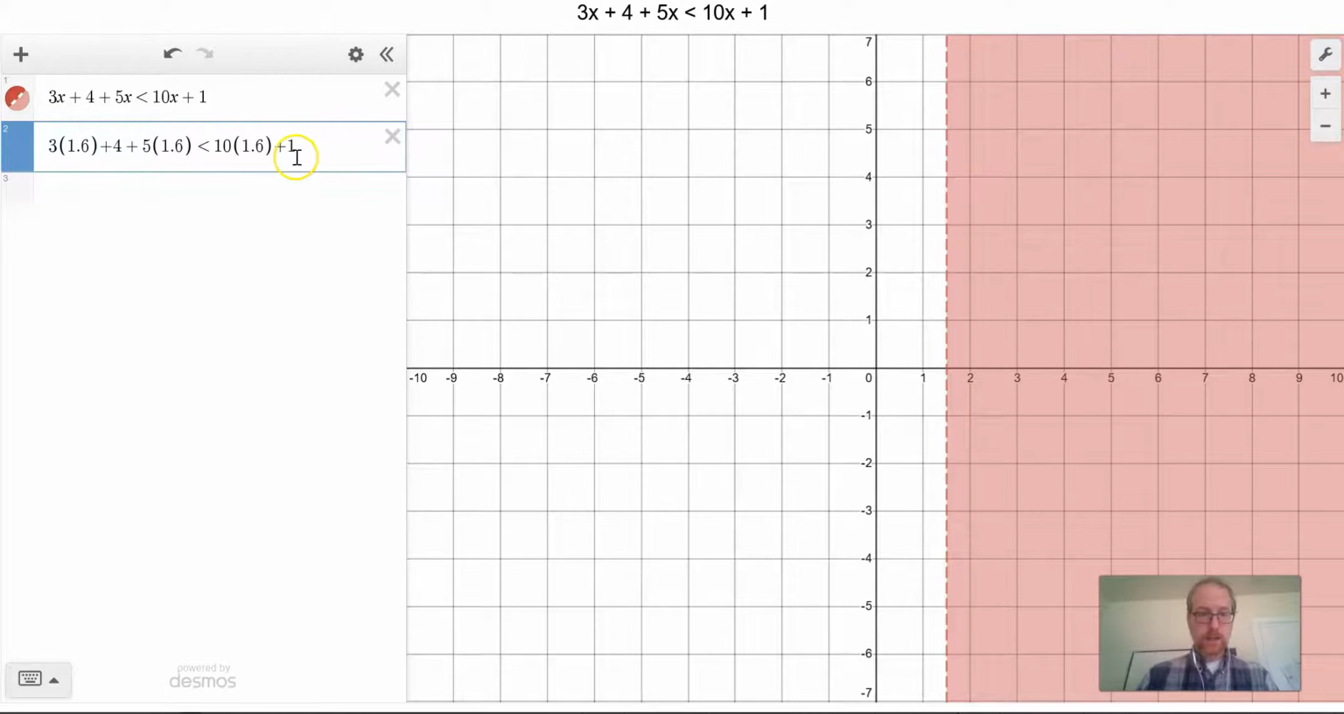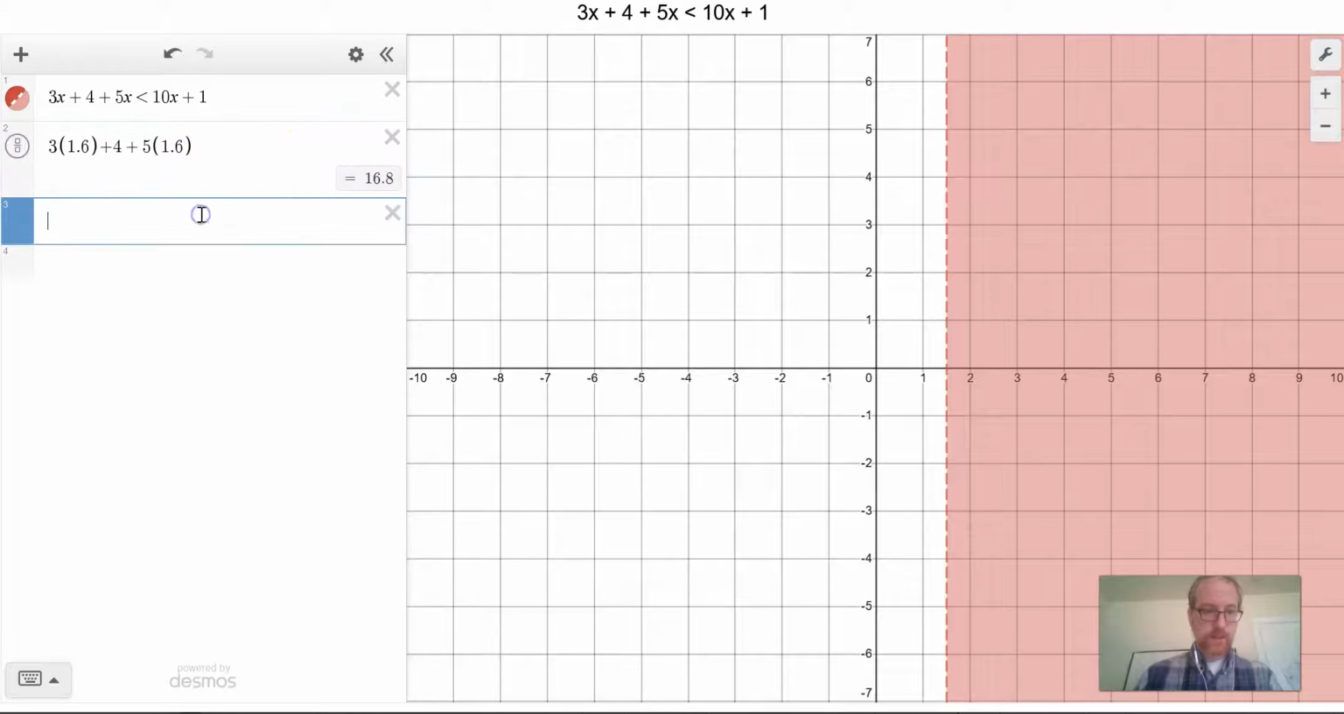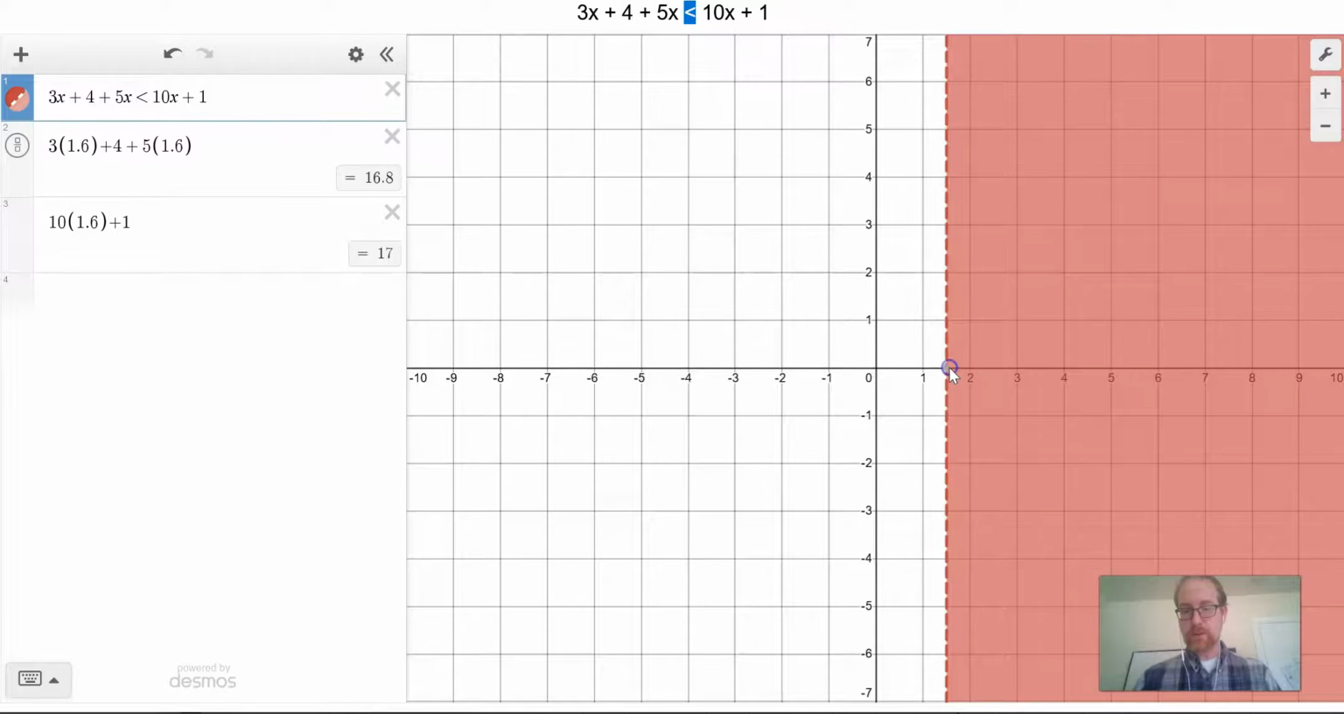Okay. There's the left side, and here's the right side, and the left side is less than the right side. So there's a less than sign. This side would be less than that side. Okay, because we picked something that was in this shaded area. 1.6 is a little bit more than 1. There's 1.5, and we picked something that's like right there.